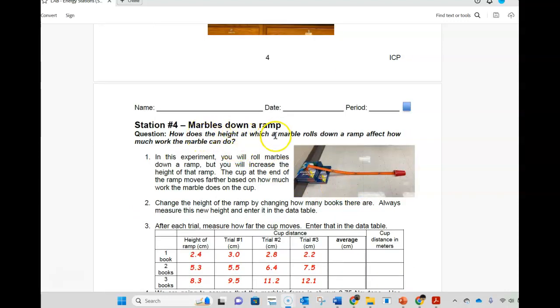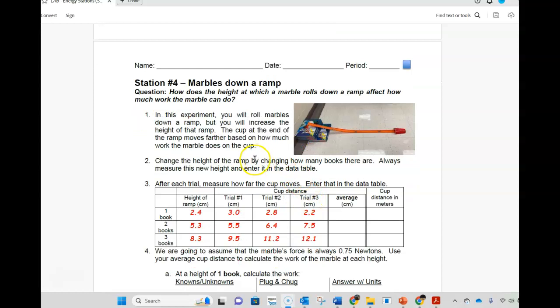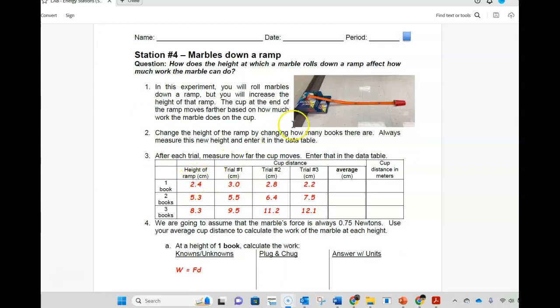For the marbles down a ramp, we are calculating our work. The first thing is you did 3 trials. This is the height of the textbooks. Here it is asking you for the average of the 3 trials. So you'll take these 3 numbers, add them up, and divide by 3 to get your average for the movement of the cup. Here, you're going to convert these numbers from centimeters into meters. Just like we did in station 1, you're going to take this number and divide by 100.